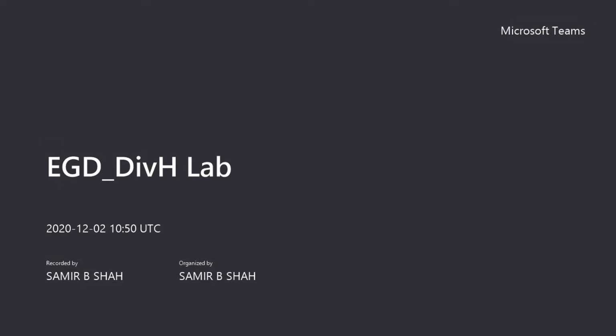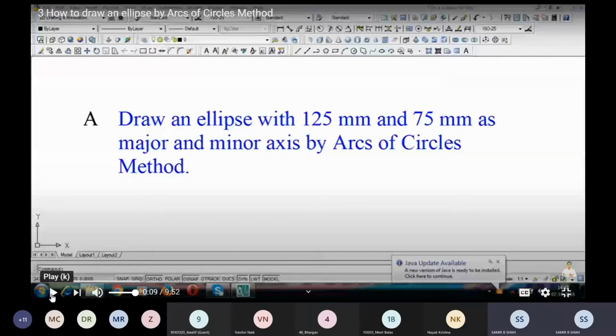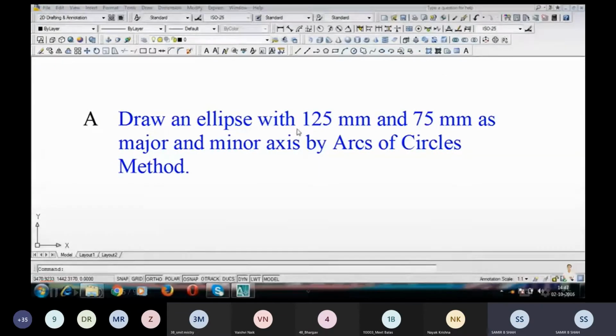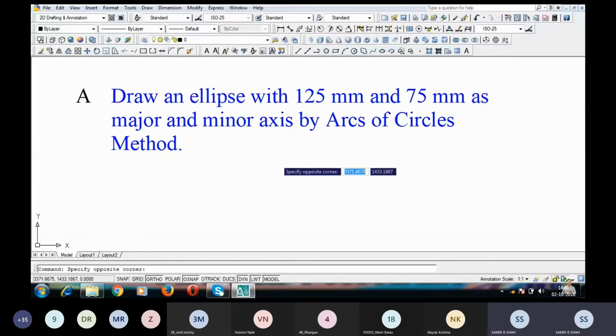Draw an ellipse with 125 mm and 75 mm as major and minor axis by arc of circle method. This is the second method of drawing an ellipse. We have picked up this method, that is the arcs of circles method. The dimensions of the ellipse are going to be the same, that is 125 mm as major axis and 75 mm as minor axis. Okay, so let us start by drawing the major and minor axis of this ellipse.